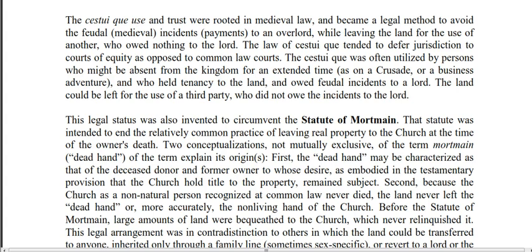The cestui que was often utilized by persons who might be absent from the kingdom for an extended time, as on a crusade or a business adventure, and who held tenancy to the land and owed feudal incidents to a lord. The land could be left for use of a third party who did not owe incidents to the lord.